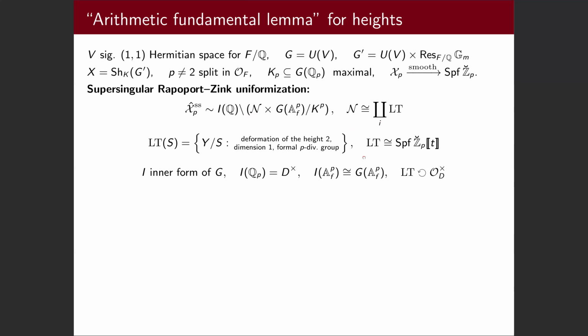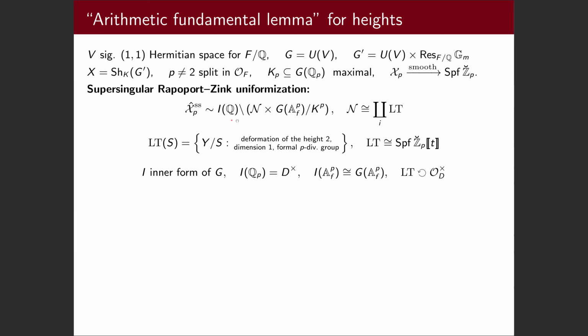This Lubin-Tate space is just a formal spec of a polynomial ring. In terms of moduli, it parameterizes deformations of the height 2, dimension 1 formal p-divisible group. There's a unique such thing over F_p bar, and this space parameterizes the deformations of it.